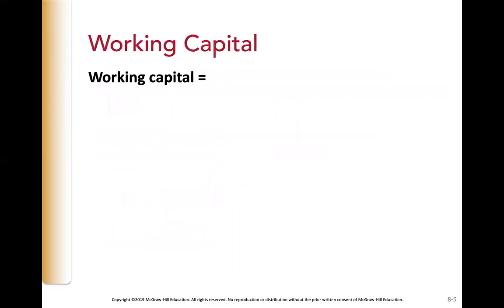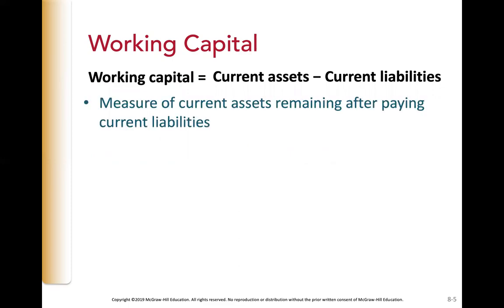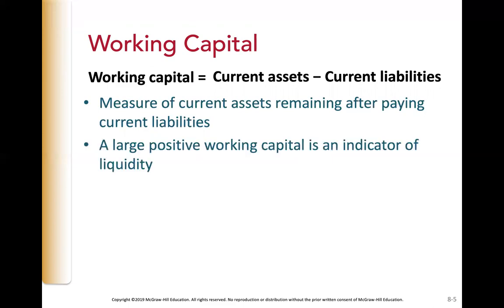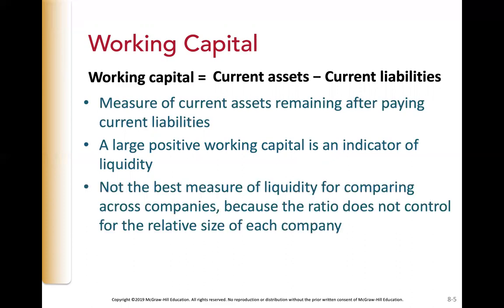Working capital is simple. It's simply current assets minus current liabilities. Working capital answers the question, after paying all of our current obligations, how much do we have on hand to work with? For example, if you have $20 in your pocket and you know that you owe $10 to your friend and you owe $3 for parking, your working capital is $7.